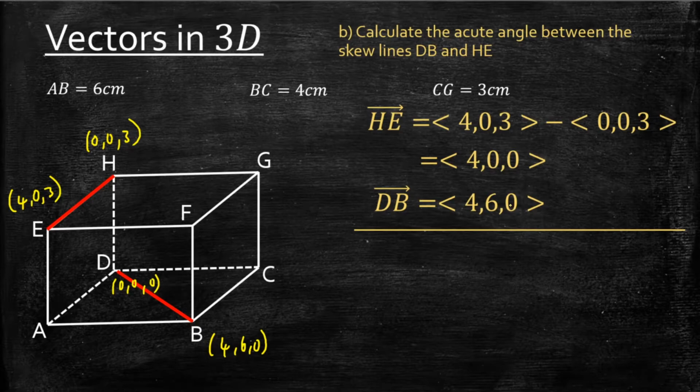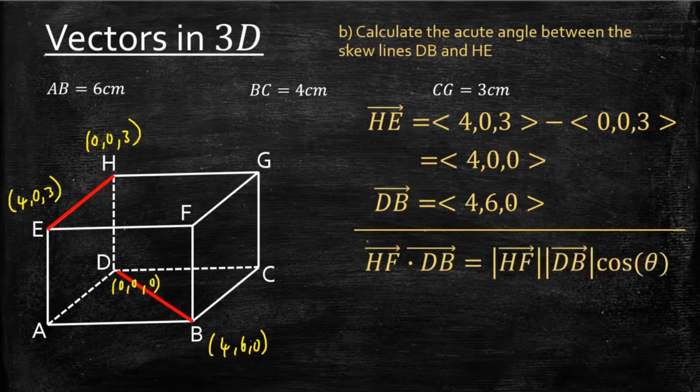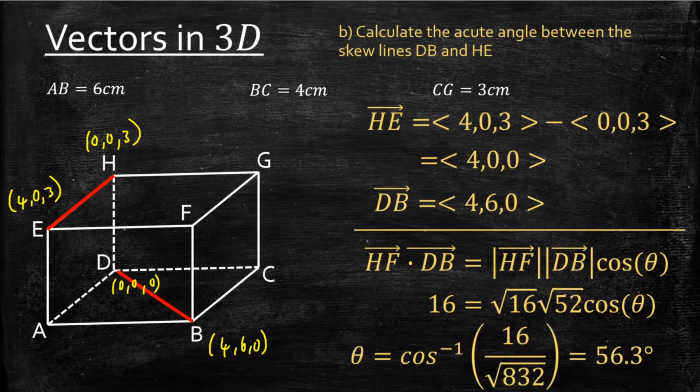And again, we're going to be using the dot product to help us find the angle between the skew lines. So what we need to do is find the dot product between HF and E. So it's 4 times 4 plus 0 times 6 plus 0 times 0, which is 15. Then we have to multiply the length of HF by the length of dB times cos of theta. So we end up with 16 root 52 cos of theta. And again, we'll find cos inverse of 16 over root 16 times root 52, which is root 800 there. And that gives us an acute angle of 56.3 degrees, which is what we're after.